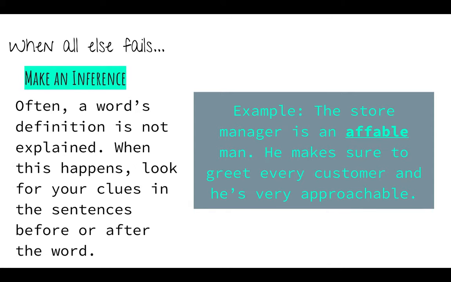When all else fails, we can also make an inference. Often, a word's definition is not explained. When this happens, look for your clues in the sentences before or after the word. For example, the store manager is an affable man. He makes sure to greet every customer, and he's very approachable. So we know, by looking around at the other sentences, that affable might mean that he's a nice guy because he greets every customer and he's very approachable.